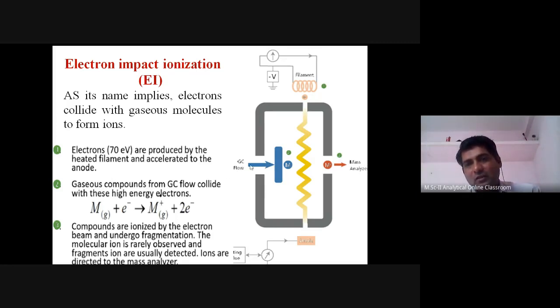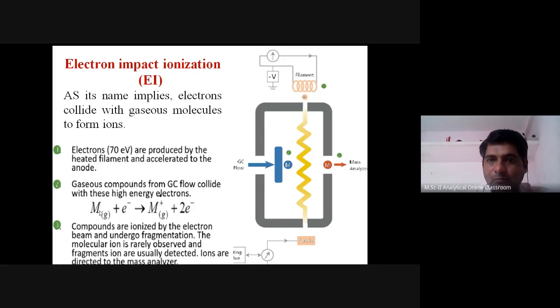The gaseous compound, which means an organic compound analyte, will enter to this end and there will be a collision. So what does collision mean? Suppose M is the organic molecule or analyte in the gas phase. Remember that the analyte must be in the gas phase. It should not be in the solid or liquid phase. That's why we require temperature. So here we can set the temperature to keep the analyte in the gas phase. Then it will work, otherwise it will not work.